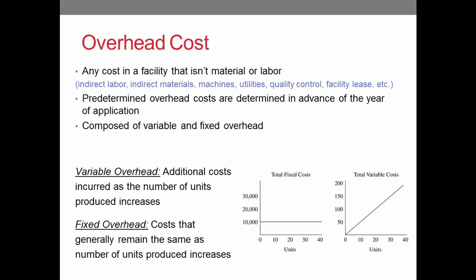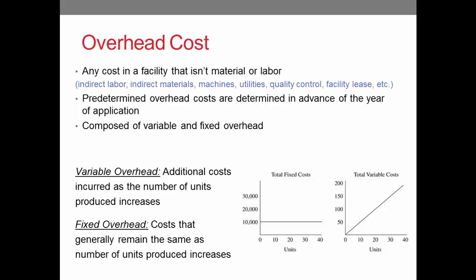The overhead costs are composed of fixed and variable overhead. Variable overhead are costs that grow as the number of units produced grow. And you can see the chart there on the right. It has a positive slope. So these are things like indirect materials. If you are producing more units, you're going to be using up more indirect materials.